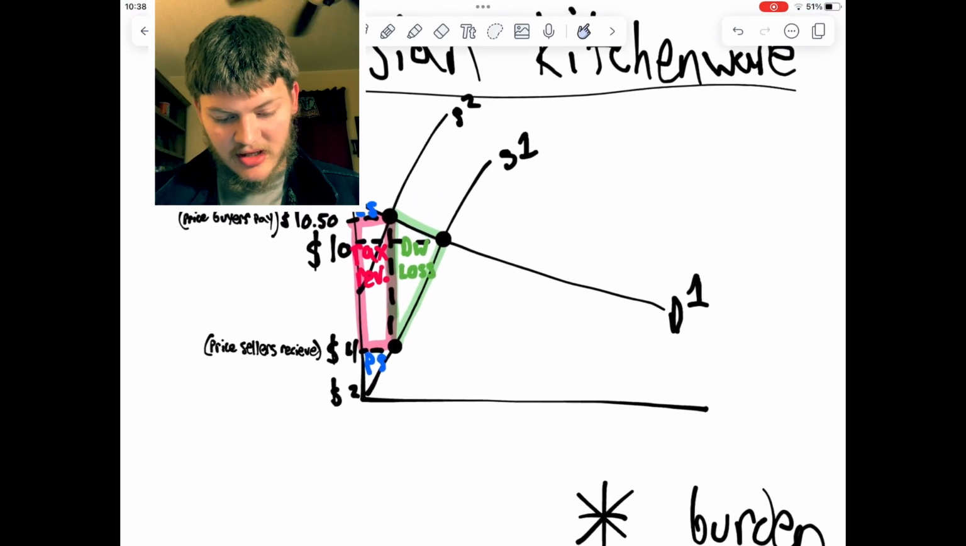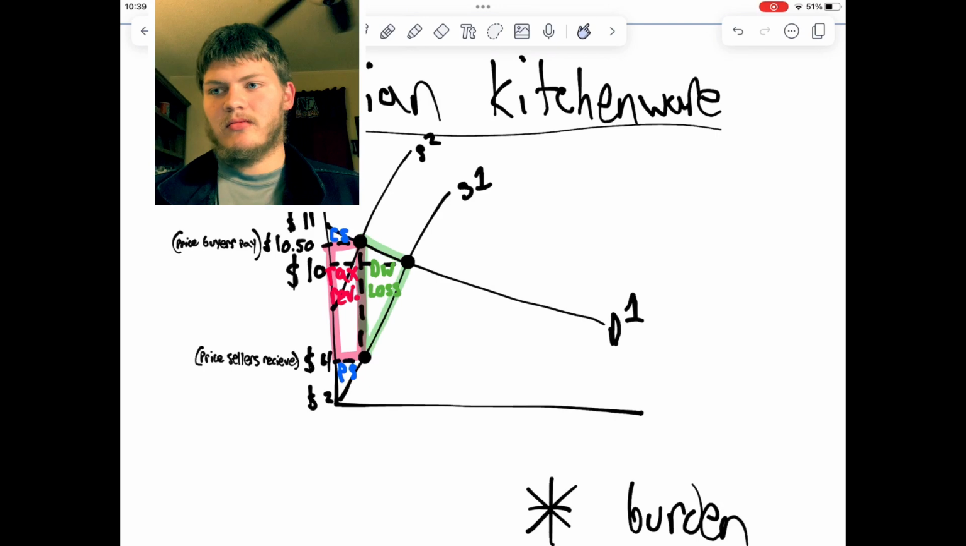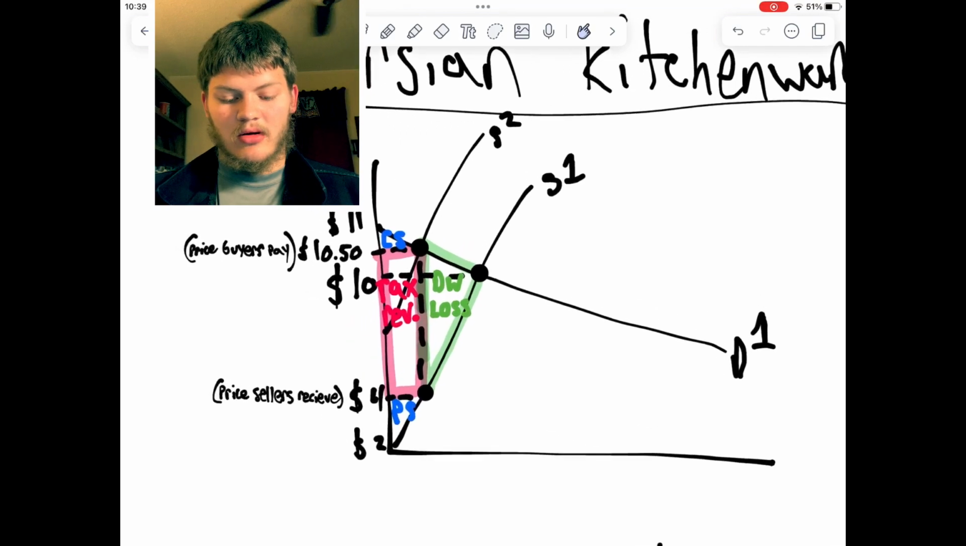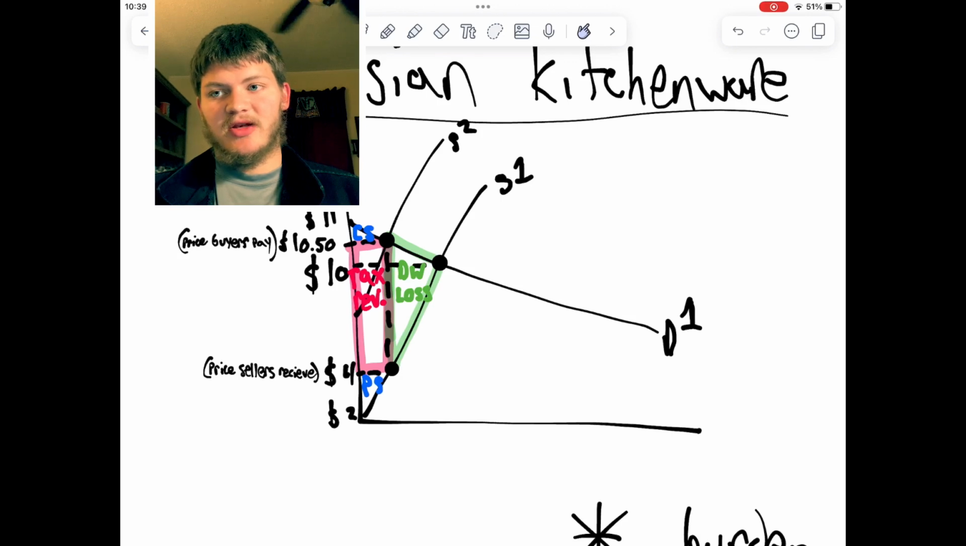In this scenario, we're saying the demand for Persian kitchenware is pretty elastic because it's more of a luxury, more of a niche item, something you can or can't go without depending on the price. If a tax is instituted, the buyers are going to easily not buy it just because it's a luxury item. They don't need it to carry on their lives.